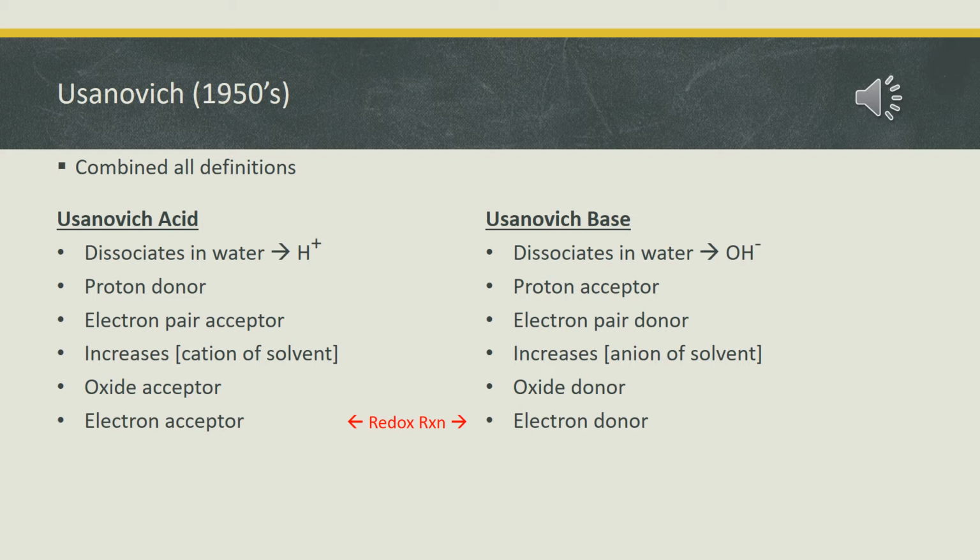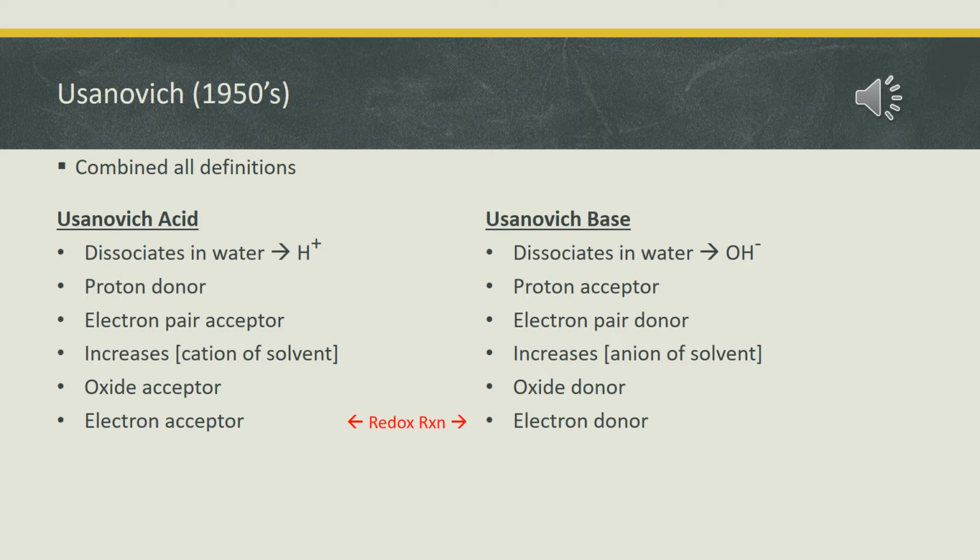It's an oxide acceptor. And the last one's a little newer. It's an electron acceptor. It doesn't have to be in a pair. Then you have the Usanovich base: dissociates in water to give OH-, proton acceptor, electron pair donor, increases the concentration of the anion of the solvent, it's an oxide donor, and finally it's an electron donor. So he's saying they're all correct.